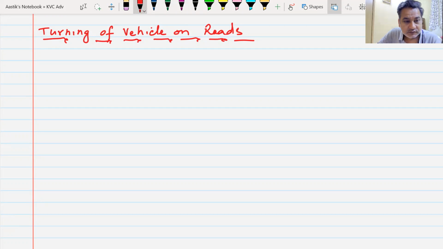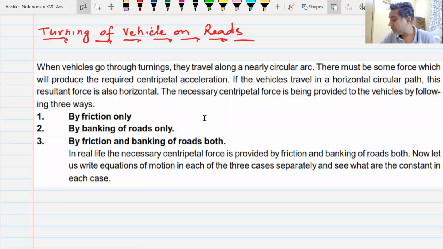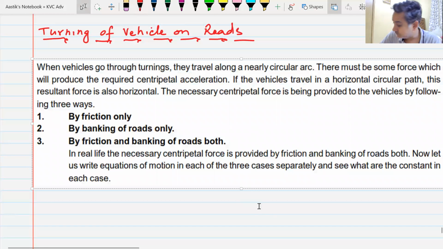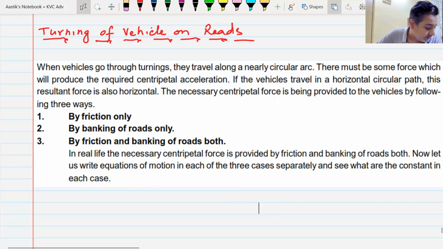If the direction of velocity has to change, there must be someone, something that must provide the body, the car or the vehicle, with what? Centripetal force or centripetal acceleration. Who is going to do that job?